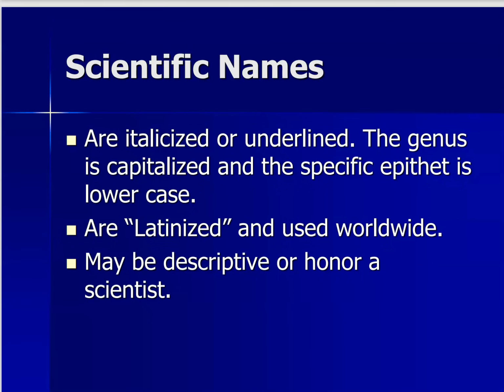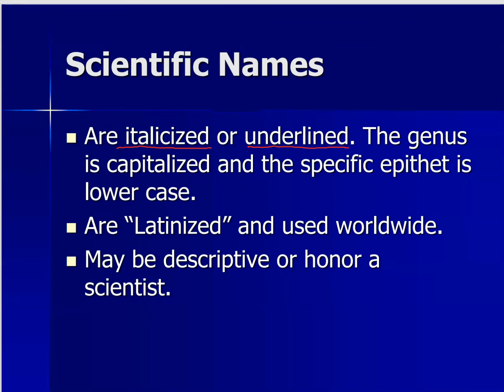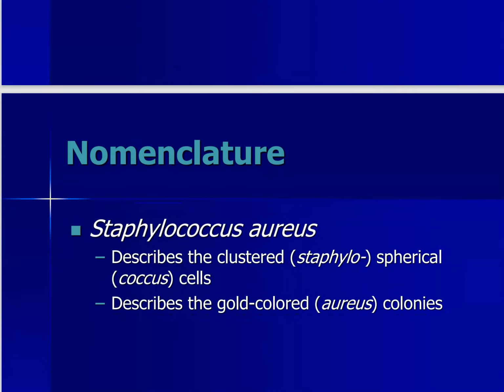Scientific names are italicized or underlined, and that's sort of a general rule. The genus is capitalized and the specific epithet is in lowercase. So I'll give you some examples in just a sec. A lot of times these names are Latinized. They are somewhat descriptive of what something looks like, or they refer to the name of the scientist that first described them. So here are some examples.